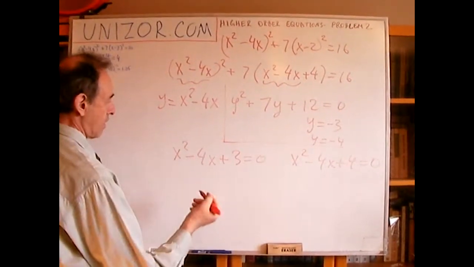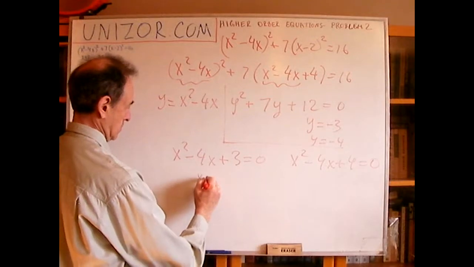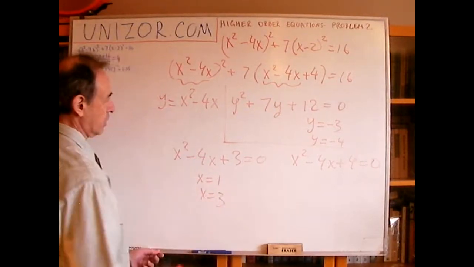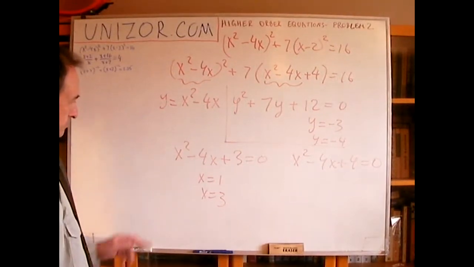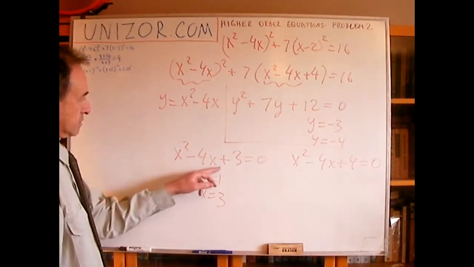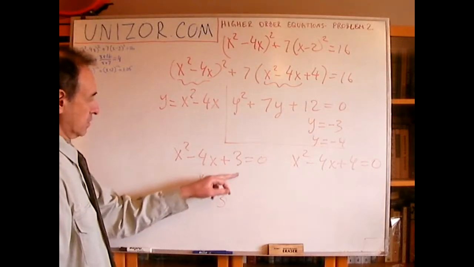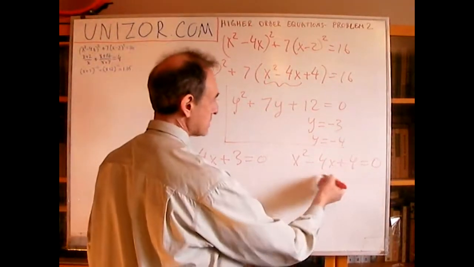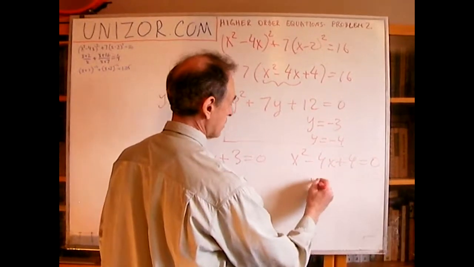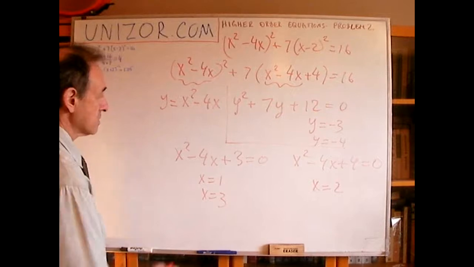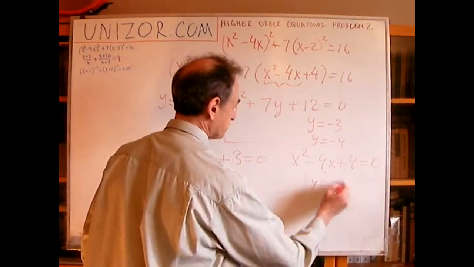Now, here I will have two roots which are 3 and 1. 1 minus 4, 3, 9, minus 12, minus 3 plus 3, correct. And here, this is actually x minus 2 squared, so x is equal to 2, and this is the double root. So these are my solutions.